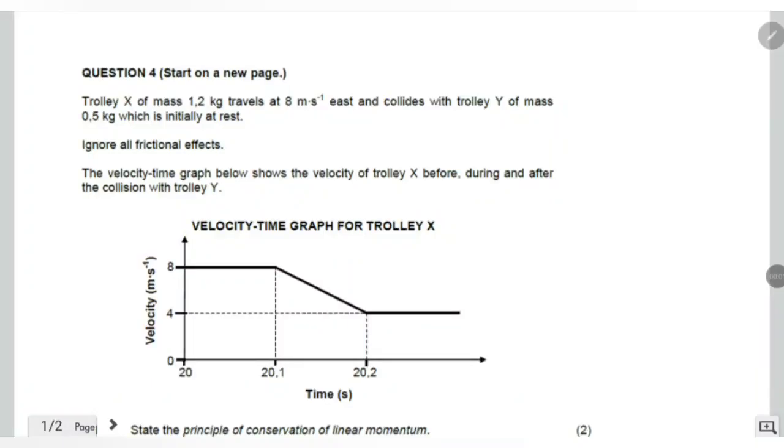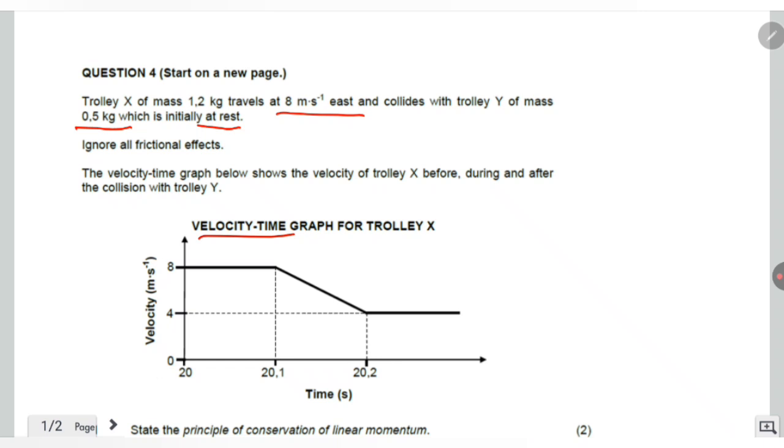Graph again. Question 4. We have two trolleys, trolley X and trolley Y. Trolley X has a mass of 1.2 kg. It is traveling 8 meters per second east, and it collides with trolley Y of mass 0.5 kg initially at rest. So they gave us this graph. Now it's not a momentum-time graph, it's a velocity-time graph.